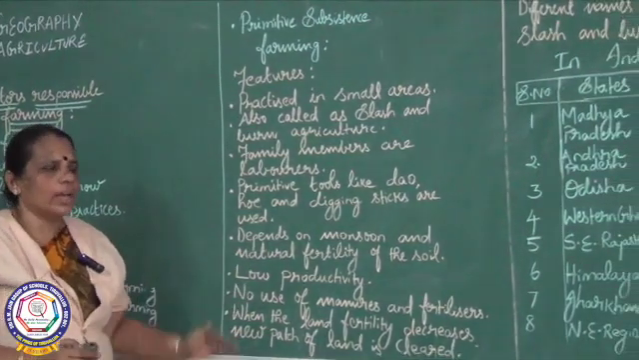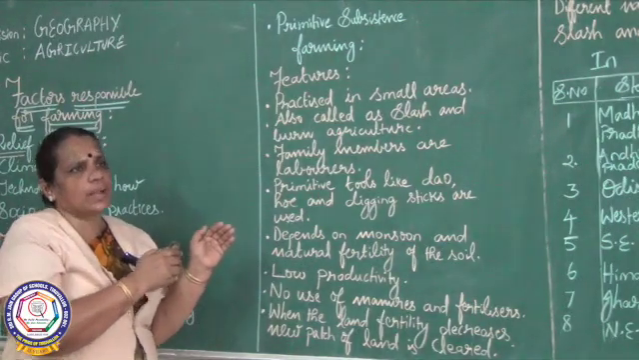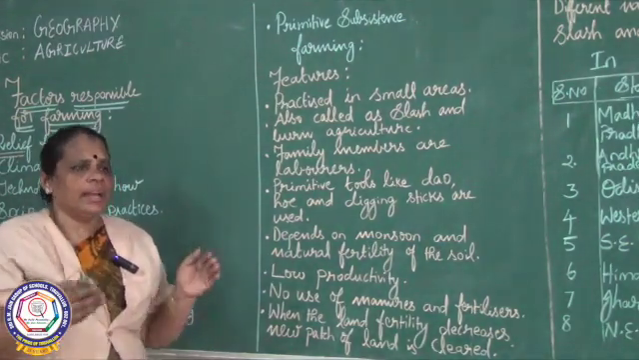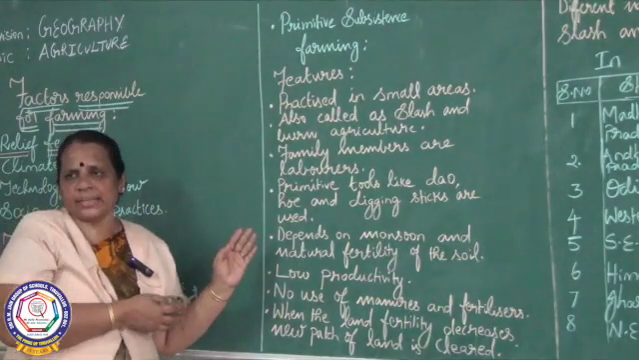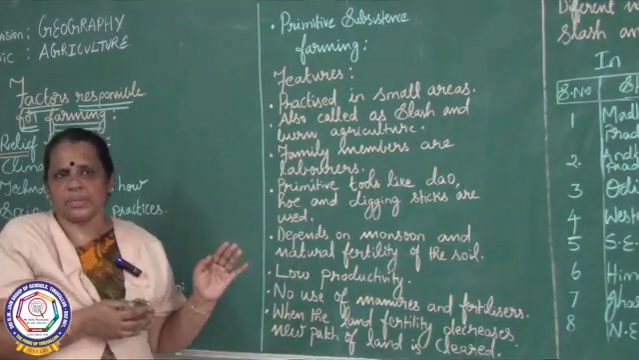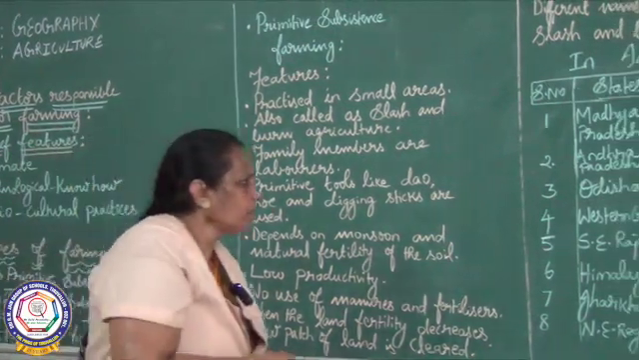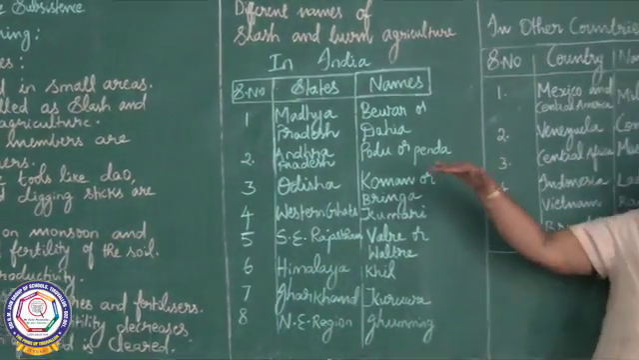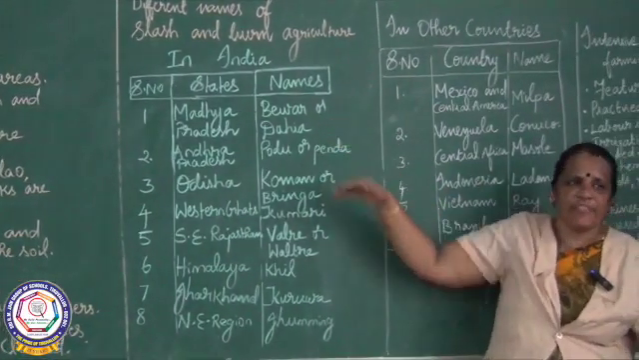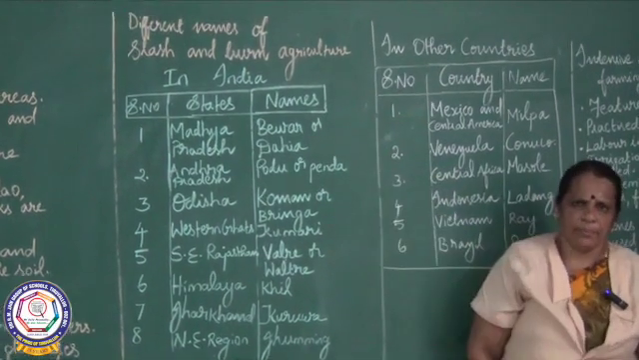The next, we are going to talk about how this primitive subsistence farming is called by different names in India as well as in other countries. How this slash and burn agriculture is called by different names in India as well as in other countries. Now I am going to explain the different names of slash and burn agriculture in our country.